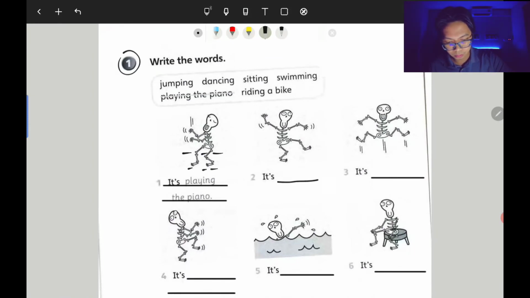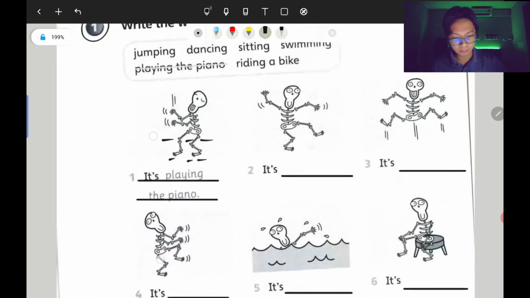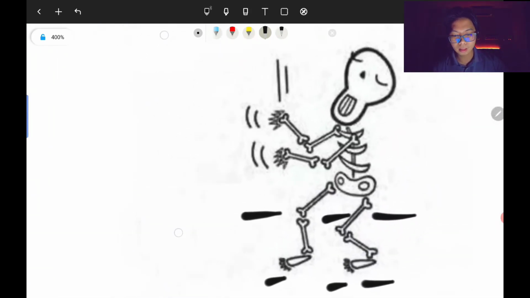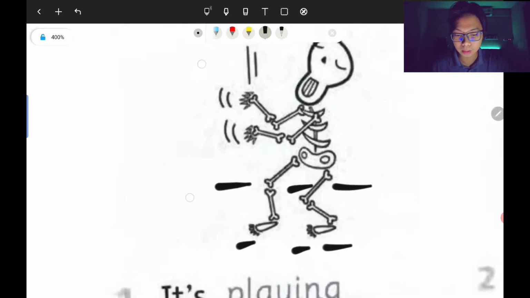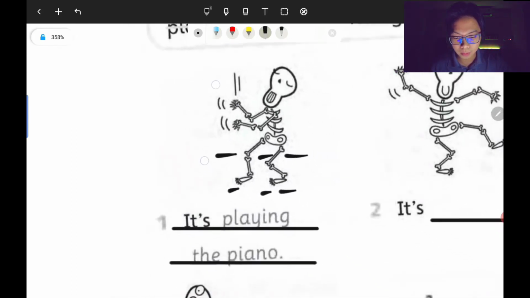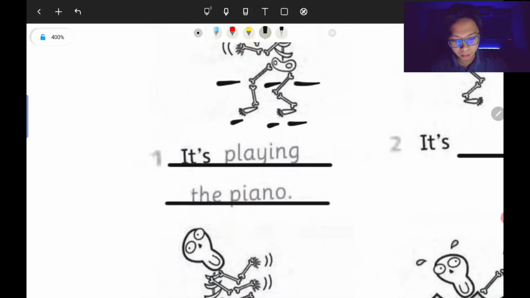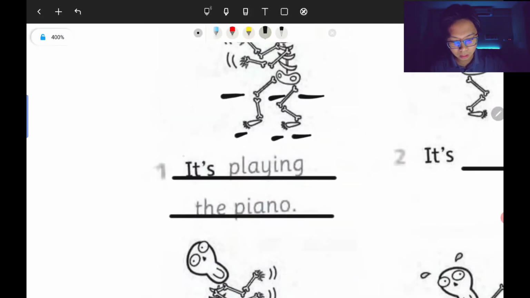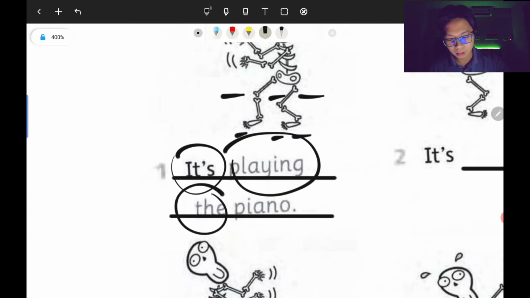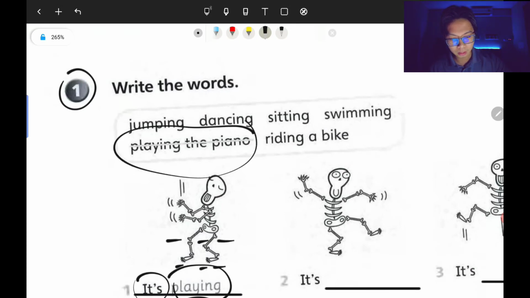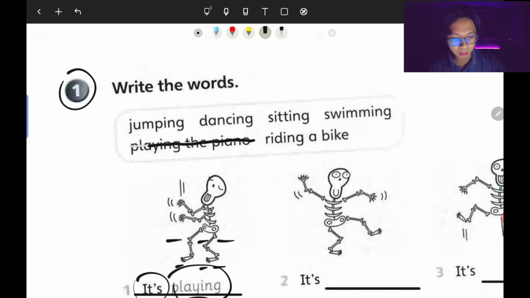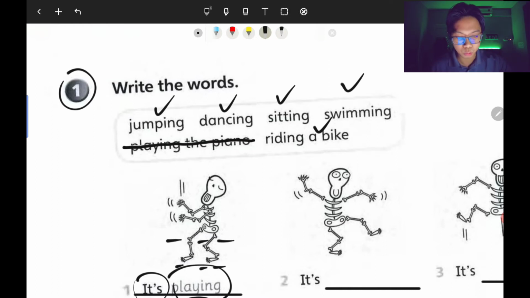Okay, let me underline this one first. Right. So the first skeleton, what's the action of this skeleton? Okay, apakah dia punya kelakuan? It looks like it's playing piano. Okay, so please write down, it's playing the piano. The answer is right here. Sini jawapannya. So after you have written the words, kamu kasih cancel out. Okay, so we have another 1, 2, 3, 4, 5 more to go.